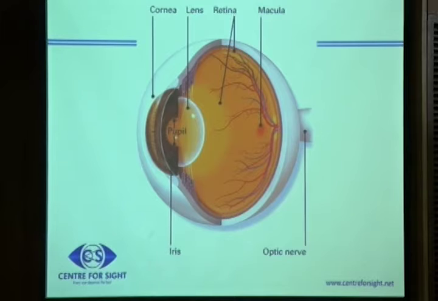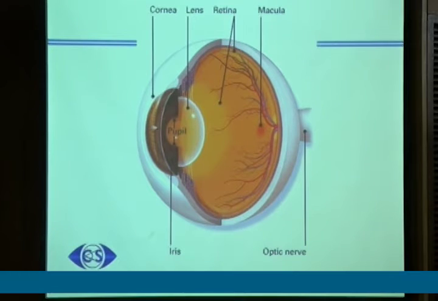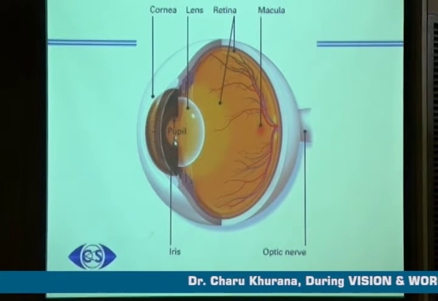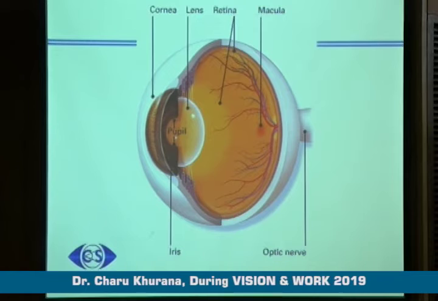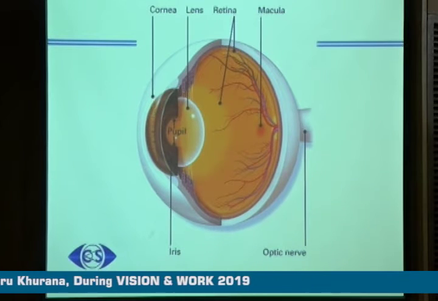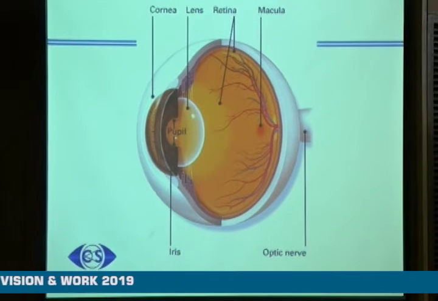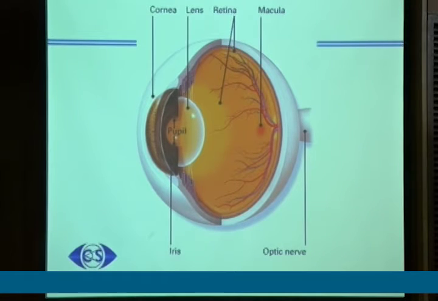We have the iris, which has a central aperture called the pupil, which regulates the transmission of light. So the pupil will constrict in bright light to reduce the amount of light entering the eye so that there isn't any further damage. And in dim light conditions, the pupil will dilate. So it essentially acts as the camera aperture. And behind the pupil lies the lens.